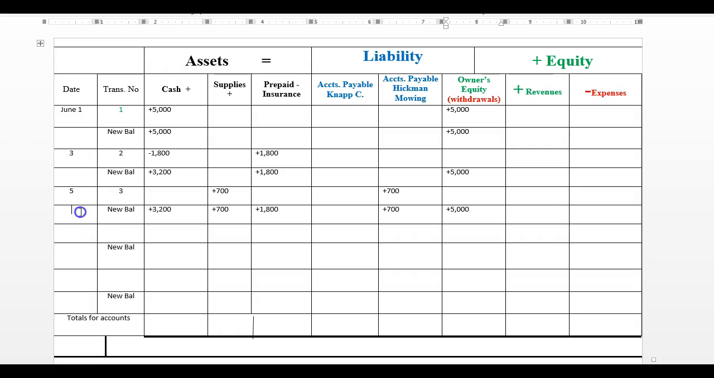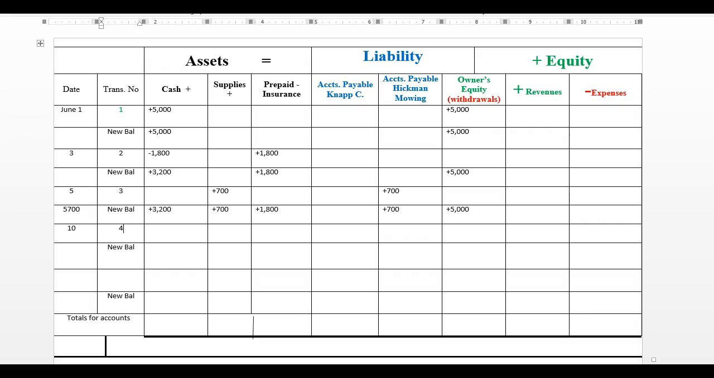Now let's see if we balance. How are we going to do that, ladies and gentlemen? We're going to add all of our assets together. Take the $3,200 from the cash account, $700 from the supplies account, $1,800 from the prepaid insurance account, and that's $5,700. Do assets equal liabilities plus equity? Yes, it does. Perfect. We get to move on. Now our next transaction is June 10th.